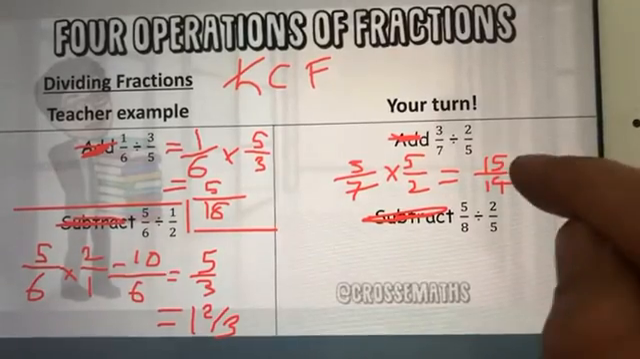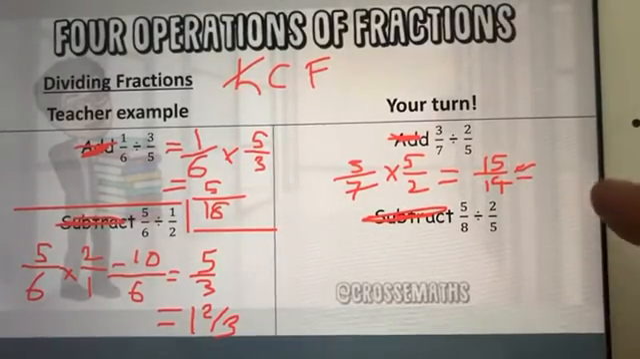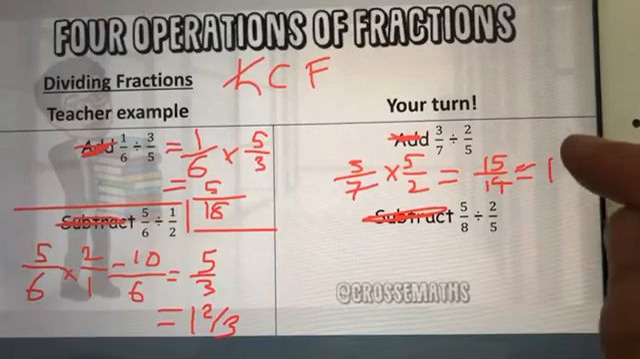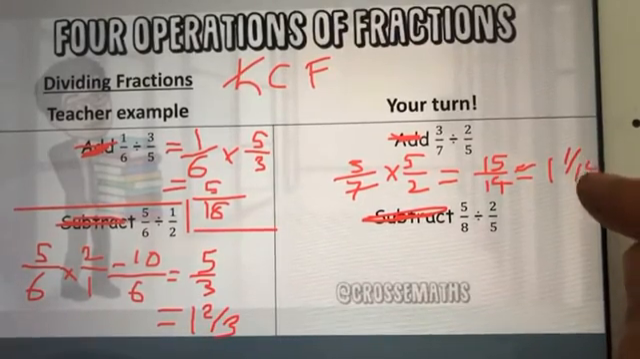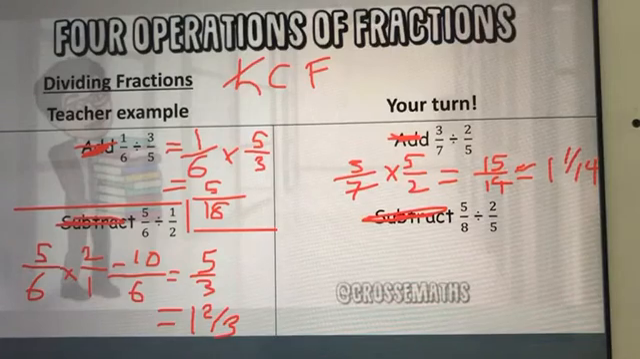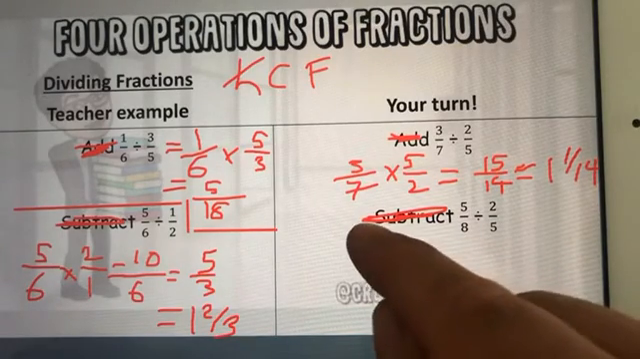And again, you can leave that as a top-heavy fraction if you want, or you can change it to a mixed number, 1 whole and 1/14 left over. Same thing on the bottom one. Okay, we're going to keep the 5 over 8 as it is.